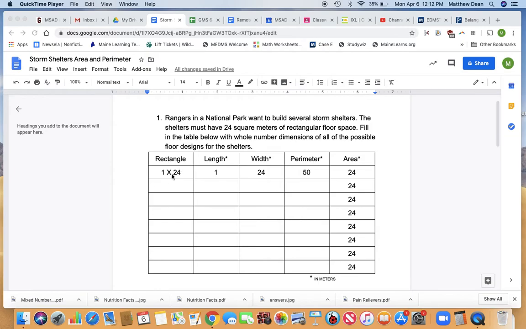So the first rectangle is a 1 by 24. It's got a length of 1, a width of 24. The perimeter is 50. And the area is 24. So we can flip that around and we can make a 24 by a 1.